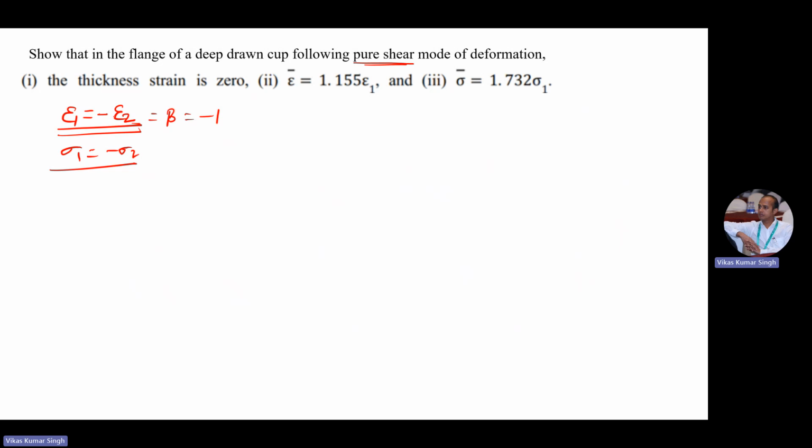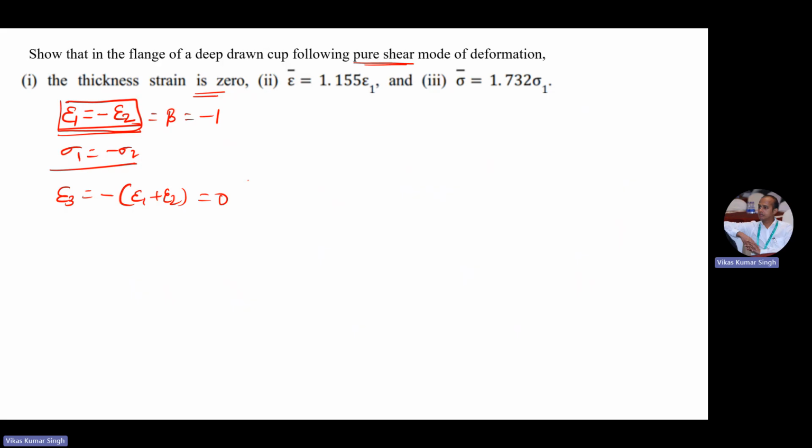Okay, so what will be the epsilon 3 then? Epsilon 3 will be nothing but minus of epsilon 1 plus epsilon 2. And you can see from here, this will be 0. So the thickness strain is 0.